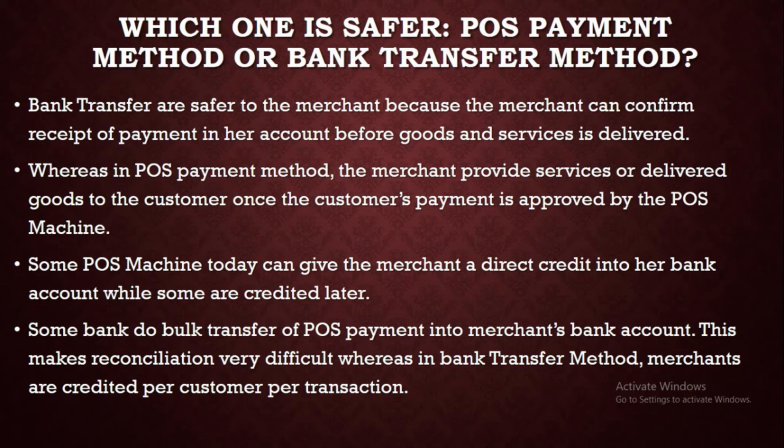Whereas in a transfer, there are organizations that if they don't see the transfer in their account, they will not provide service. Some POS machines today can give the merchant a direct credit into their account, while some are credited later. So there are some POS machines today where, immediately payment is done and approved, you will see it in your bank account. And there are some where the credit is done later. Some banks do bulk transfer of POS payments into merchant accounts. This makes reconciliation very difficult, whereas in the bank transfer method, merchants are credited per customer per transaction.